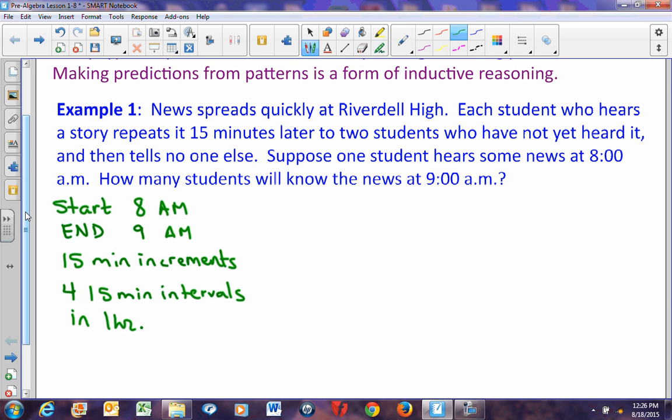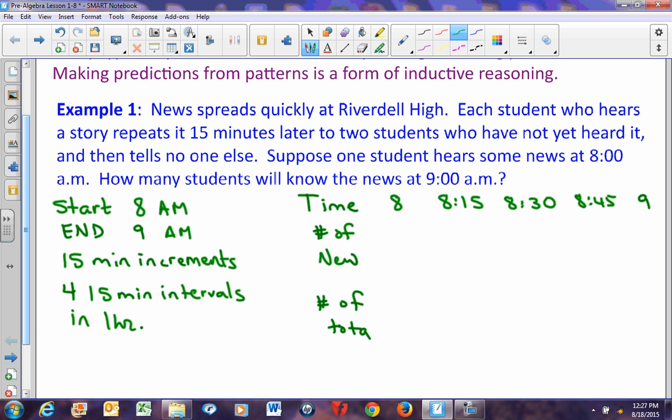So let's think about this. Let's do the time as being 8 a.m., 8:15, 8:30, 8:45, and then 9. Number of new people, and then number of total. So let's write down the table here.